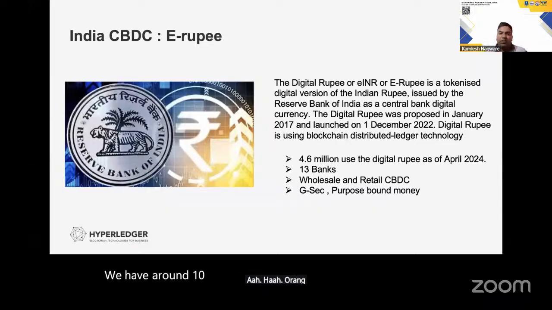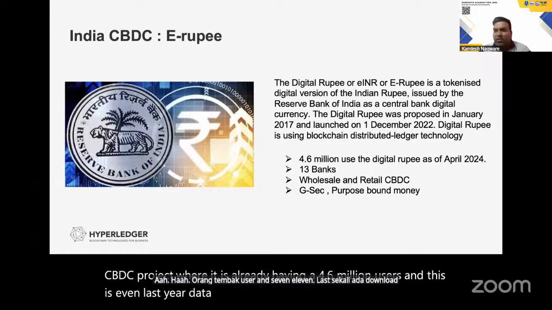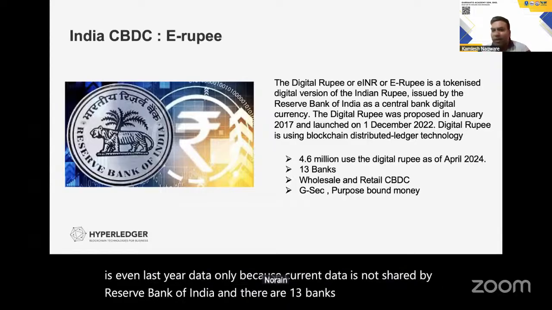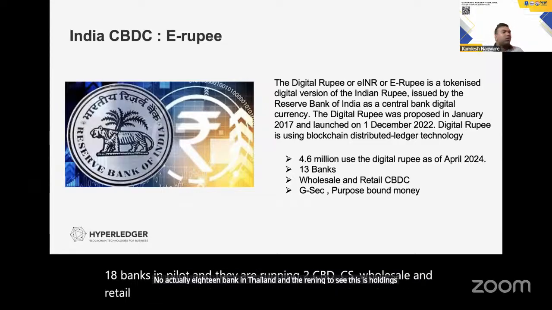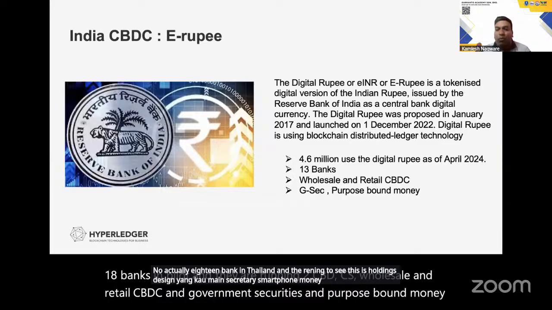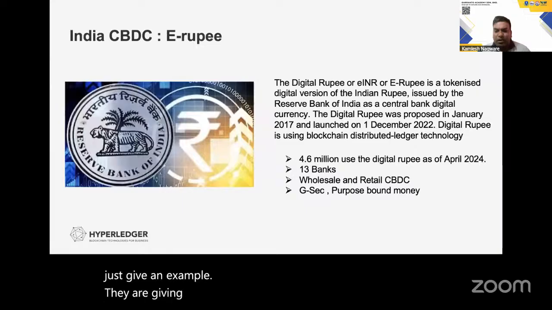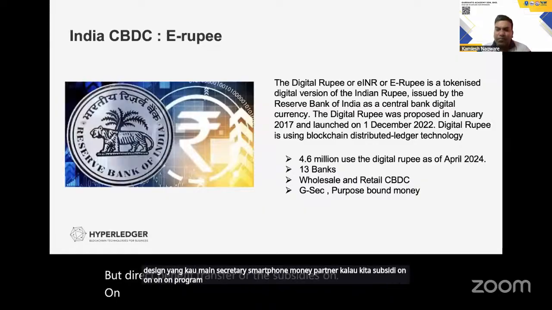I will finish it. So this is the India CBDC project, which already has 4.6 million users, and this is even last year's data only, because current data is not shared by the Reserve Bank of India. There are now 18 banks in the pilot, and they are running two CBDCs, wholesale and retail CBDC, and government securities and purpose-bound money. Purpose-bound money means the programmable CBDC. I'll just give an example. They are giving direct benefit transfers or subsidies on programmable CBDC.